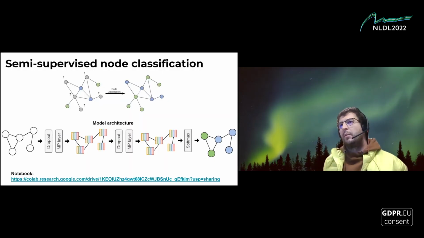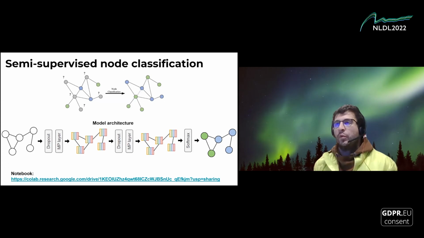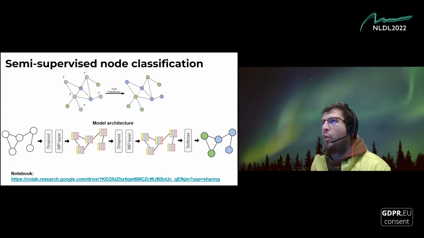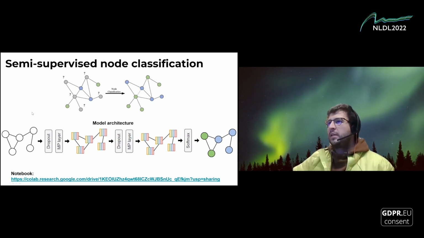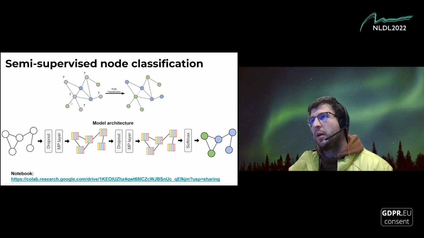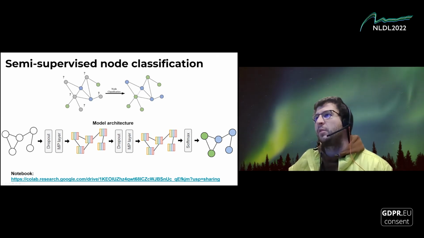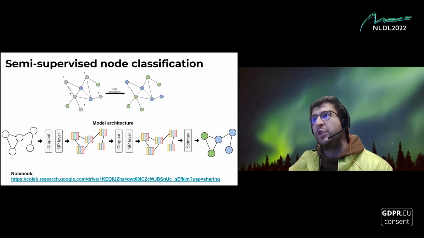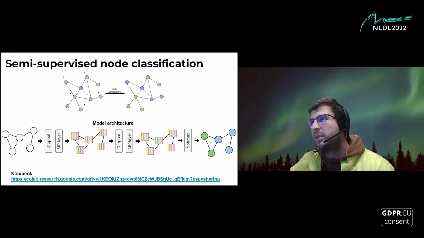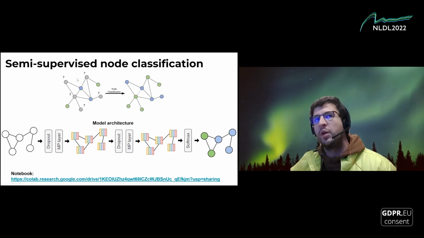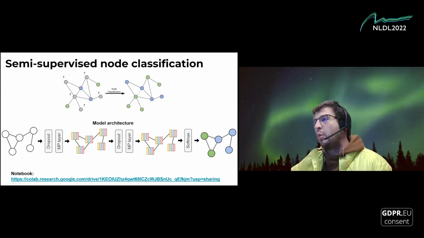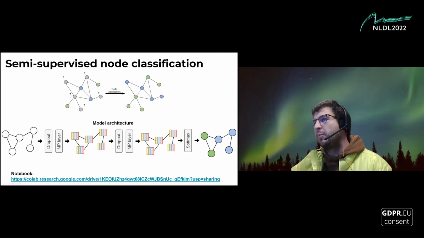The first example we will go through is semi-supervised node classification. So what is this kind of task? This is our input. We have a graph where some nodes are labeled and some of them are not labeled. We still have node features, so attributes for these, but we don't know the label. What we want to do is to assign a label also to the nodes where we don't have the label.